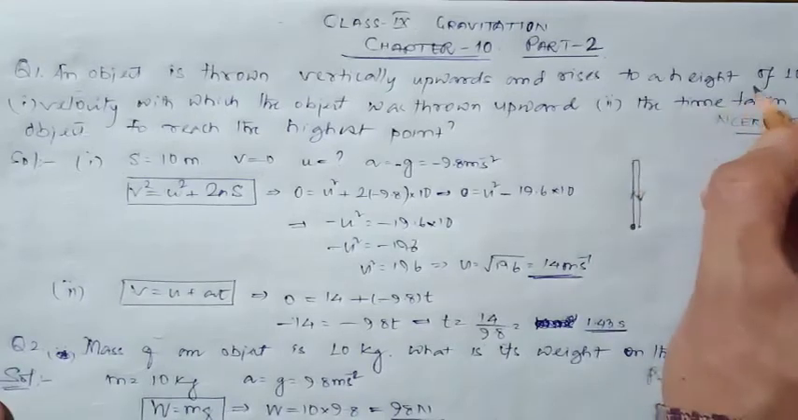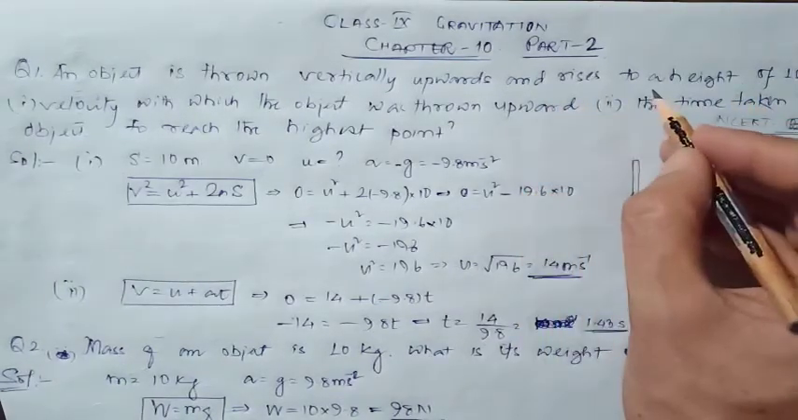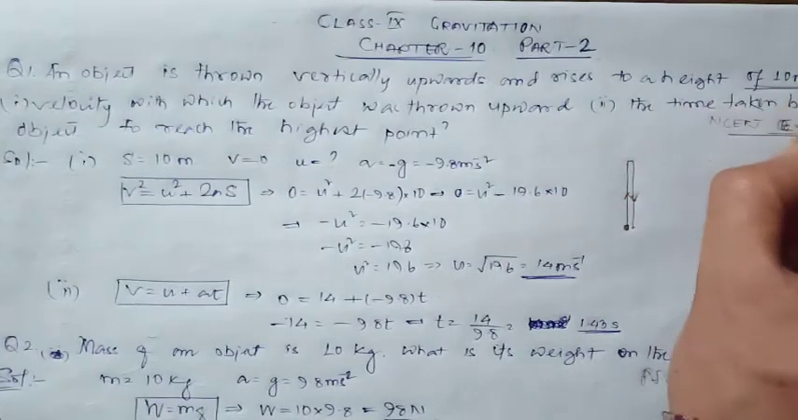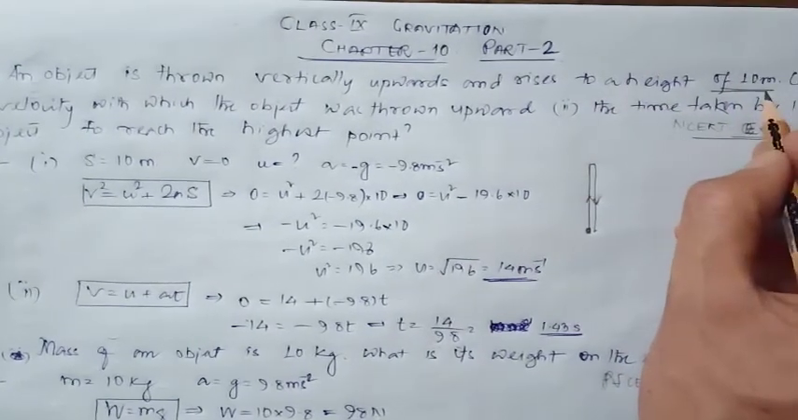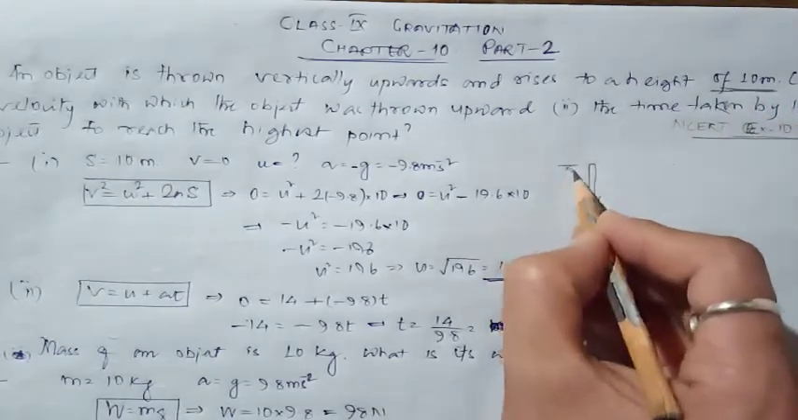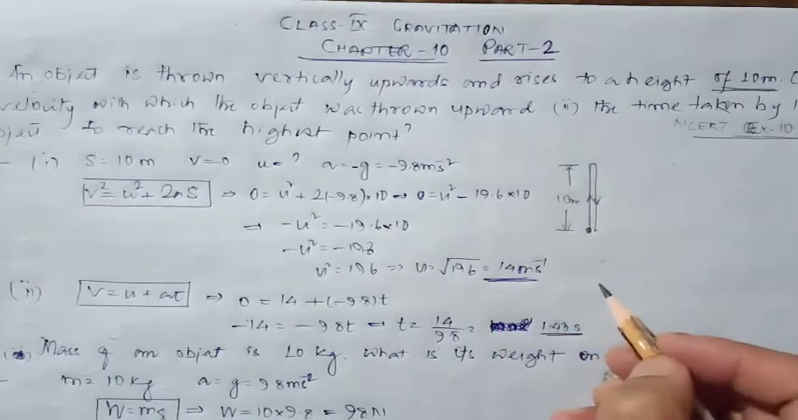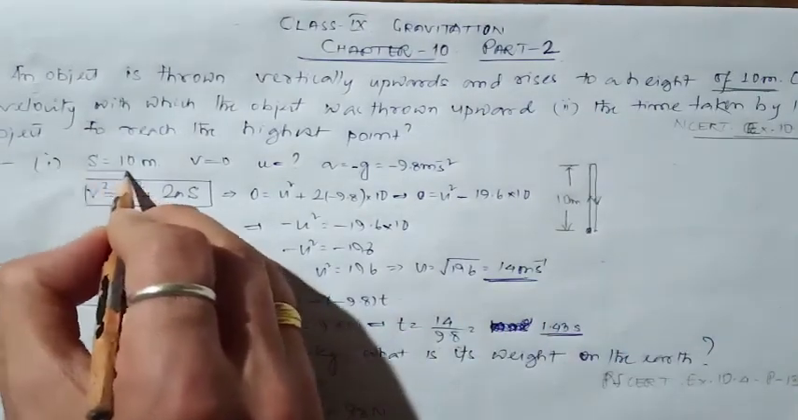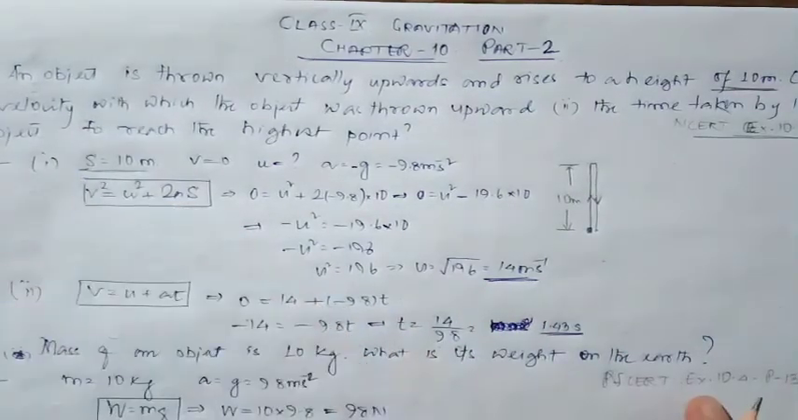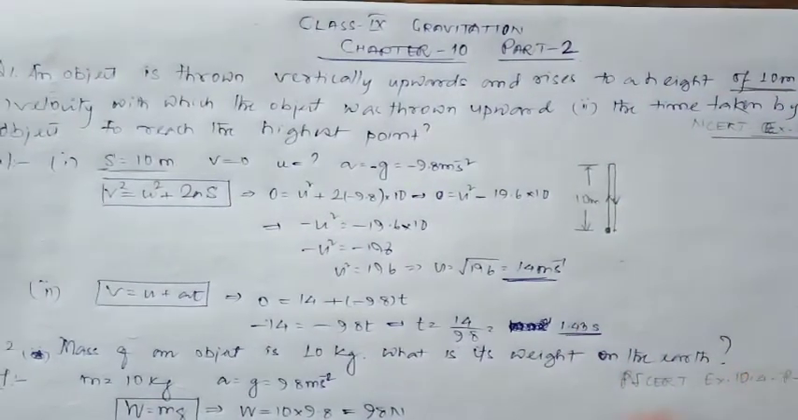So students, what is given to us? The object rises vertically upward to a height of 10 meters. So the height is given to us. That means the body attains a height of 10 meters. That means this distance, this height is 10 meters. This is given to us. So let's write S is equal to 10 meters. You know what S is? S is the displacement. Here in this case, the displacement is a vertical displacement. So S is equal to 10.